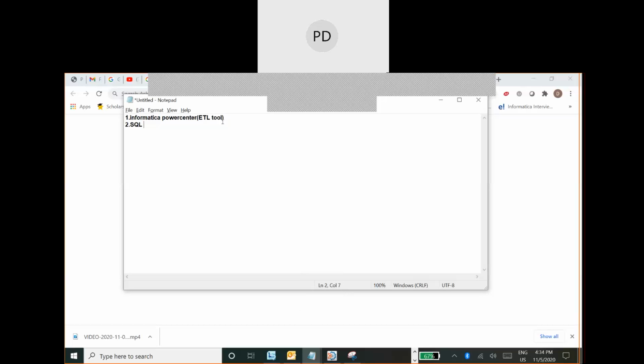Because Informatica ETL tool is a graphical version for us, but in the back end, all the logic, mappings, everything gets converted into SQL and runs. So SQL is one of the important things.